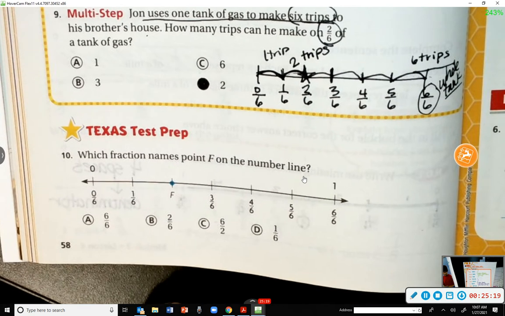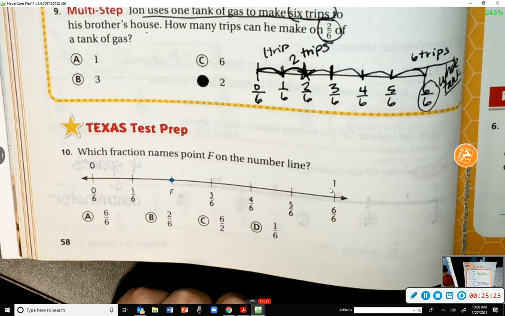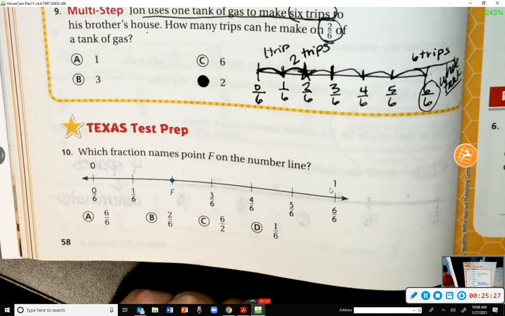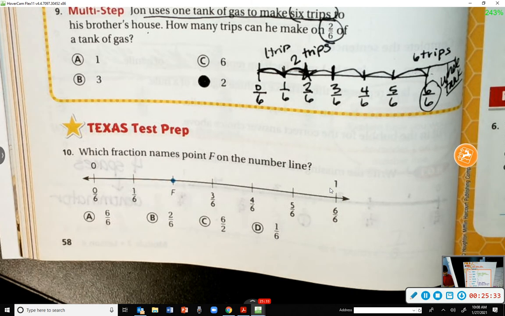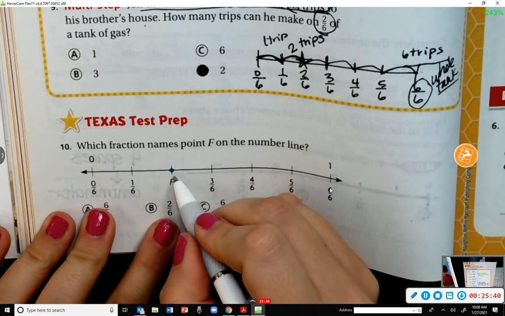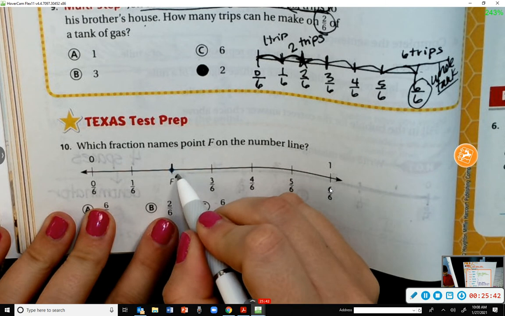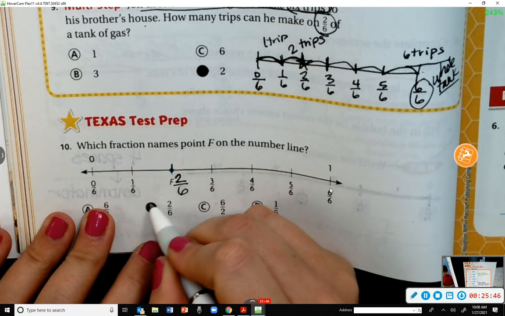Okay. Number 10. Which fraction names point F on the number line? Which fraction names point F? B? Raise your hand if you think it's B. Somebody said B, 2/6. Good, because it would be 0, 1, and point F is here, so after 1 comes 2. Okay?